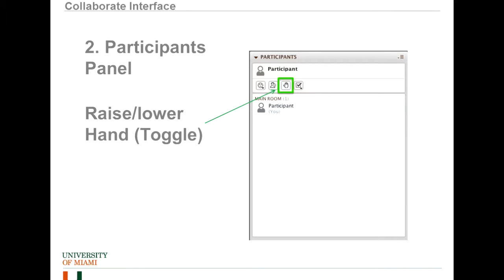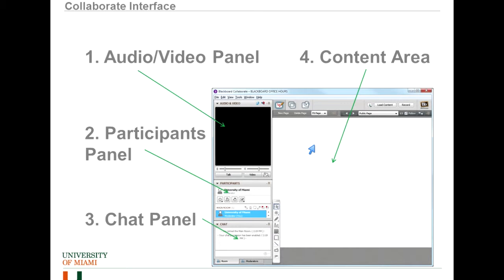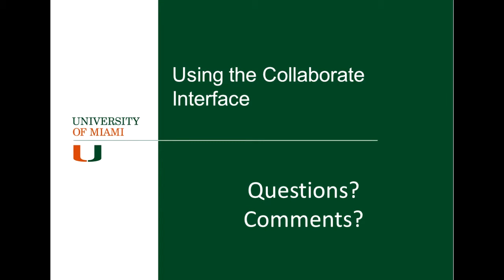I skipped ahead. In the participants panel, you've got a couple of interaction buttons here. You have the emoticons button, the away toggle, and the raise and lower hand toggle, as well as the polling buttons and the list of participants. In the chat panel, you can scroll through chat here and enter chat here, as well as talk to the moderators. And in the content area, we have the whiteboard tool, the application sharing tool, and the web tour tool. That concludes our Collaborate interface introduction.